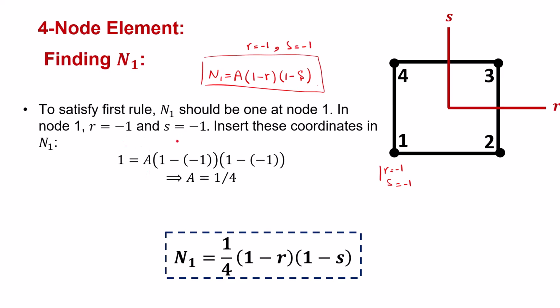So we will have 1 minus -1, which will be 2. Again 1 minus -1, this one also will be 2. And according to the first rule, N1 should be 1 at node 1. So that gives us a equal to 1 over 4. So finally the shape function for node 1 becomes 1 over 4 times (1 minus r) times (1 minus s). This satisfies both rules. It equals 1 at node 1, and it automatically goes to 0 at all other nodes.